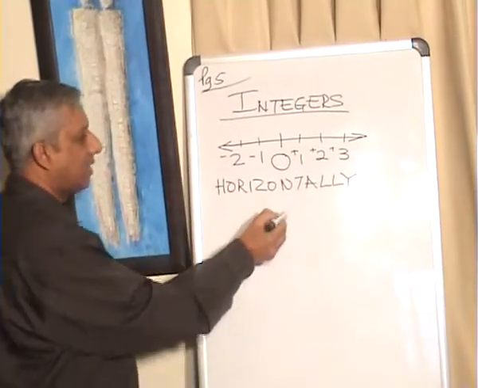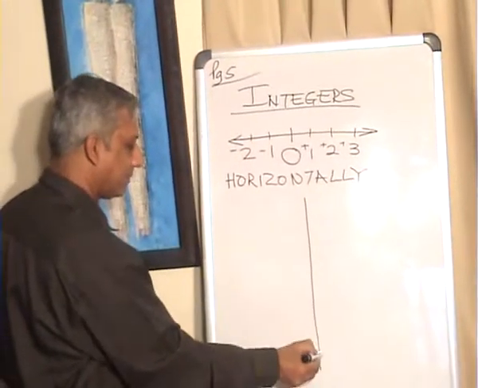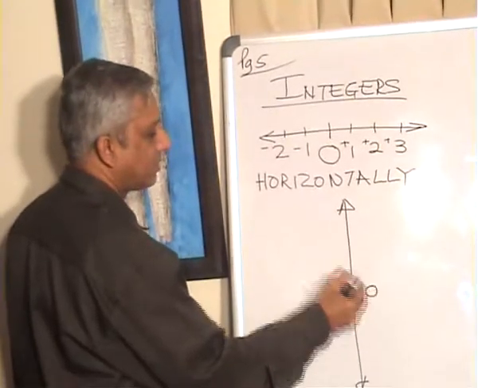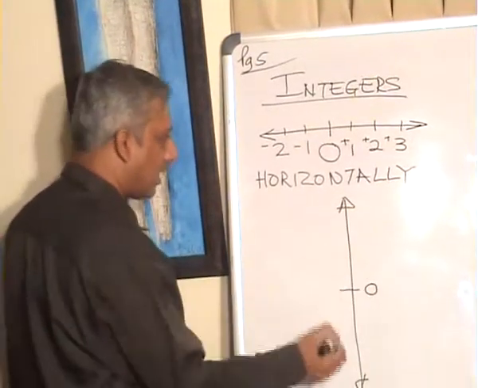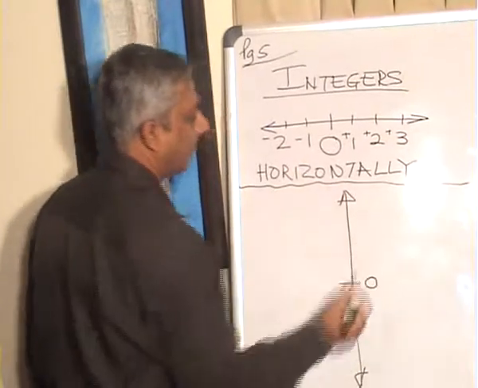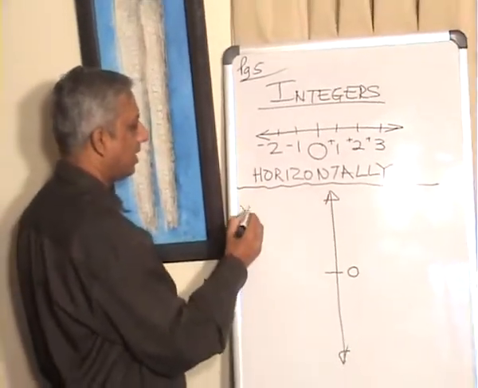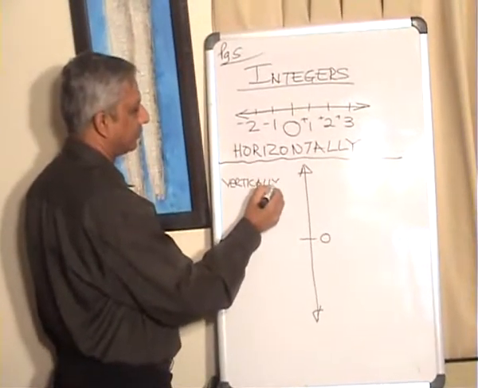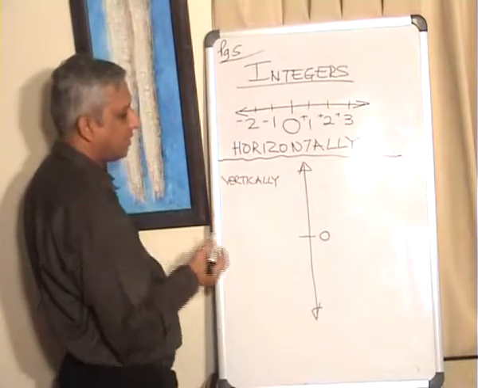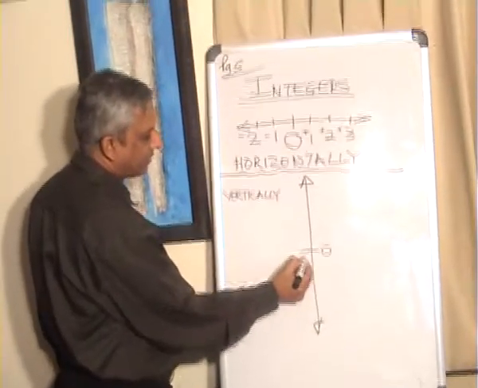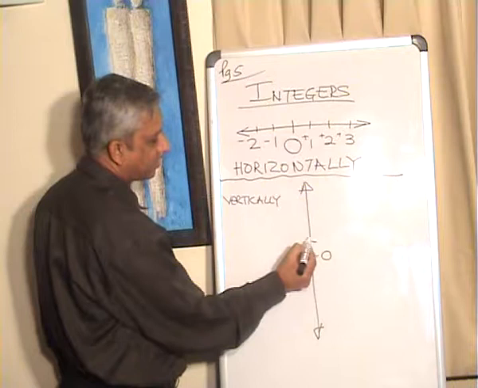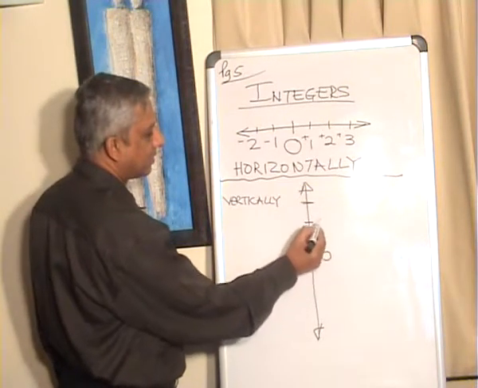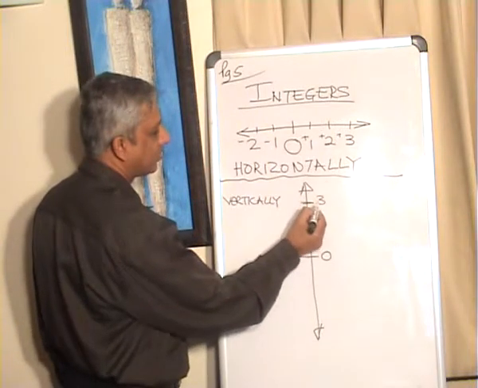Now that same number line can be drawn in another way. Once again, 0 in the middle. Now if it's drawn like this, then we're saying that we are drawing the line vertically. Now if it is drawn vertically, then remember that you got your 0 in the middle, then your positive numbers are on top. So there's your 1, there's your 2, there's your 3.